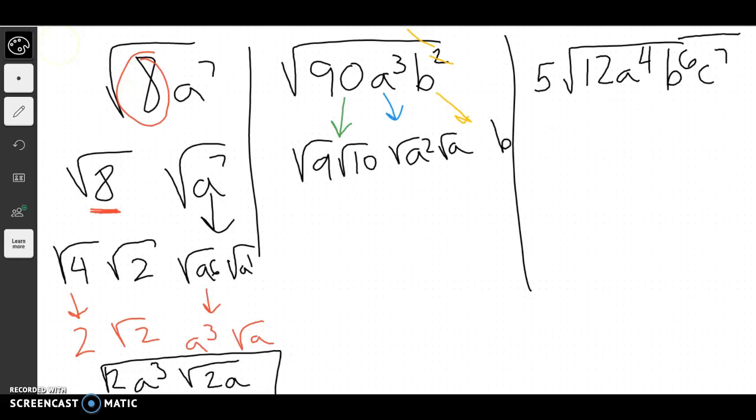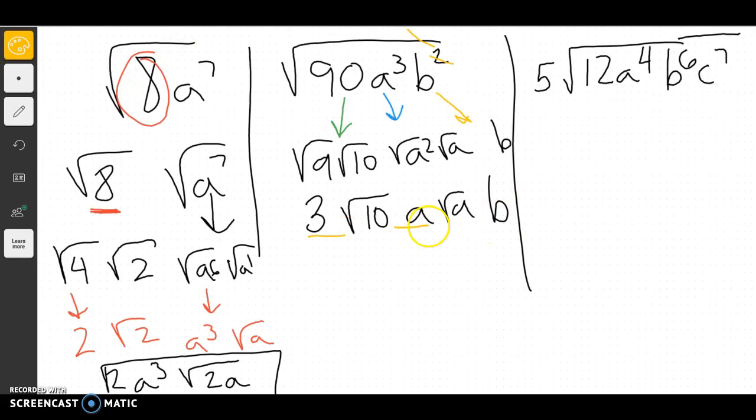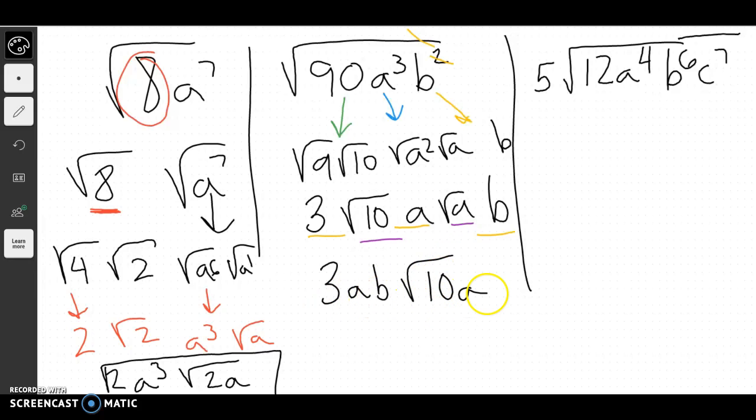Now we would just take some square roots. The square root of 9 is 3. The square root of 10 is just the square root of 10. The square root of a to the second is a. The square root of a just stays as a. Now we would just combine these numbers out in front and put the stuff under the square root back together. So my answer would be 3ab square root 10a.